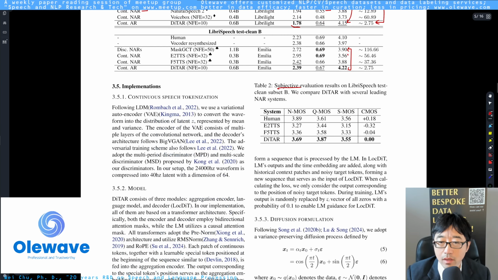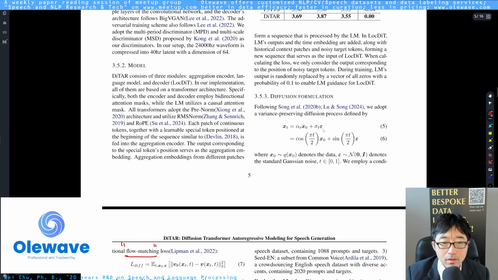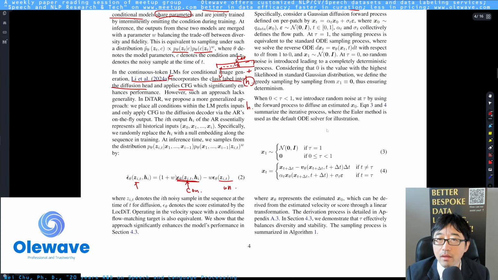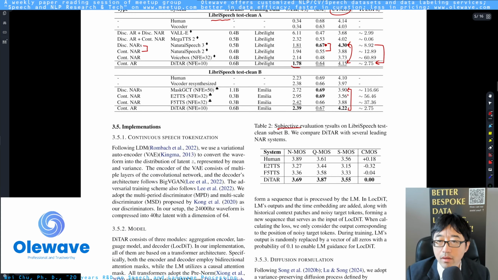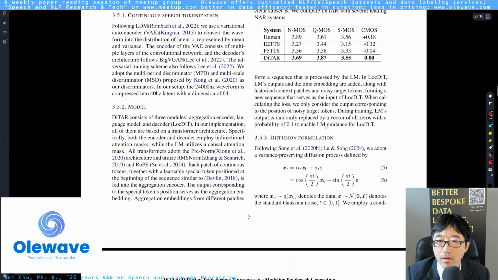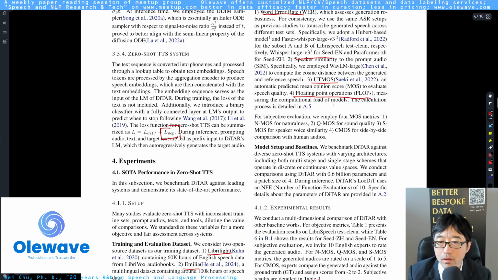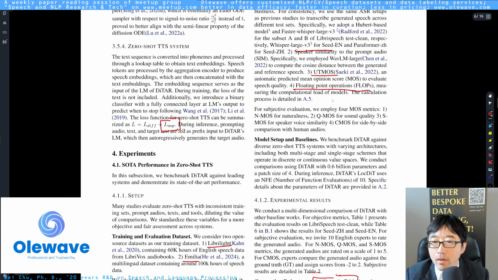And the N-MOS means naturalness of the speech. Q-MOS means the quality of the generated speech. And S-MOS means S. Where's S? Similarity. I think this is called similarity, right? Naturalness, quality, or similarity, speaker similarity. Do you want to find out where is the S-MOS? Okay. Naturalness, quality, and speaker voice similarity.